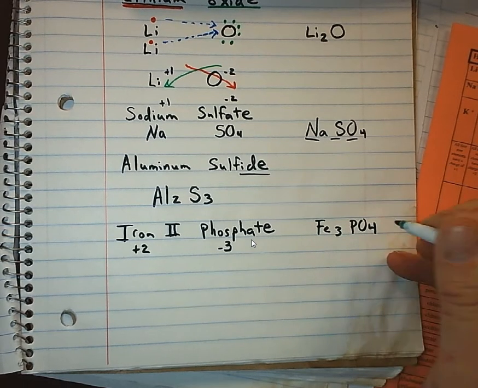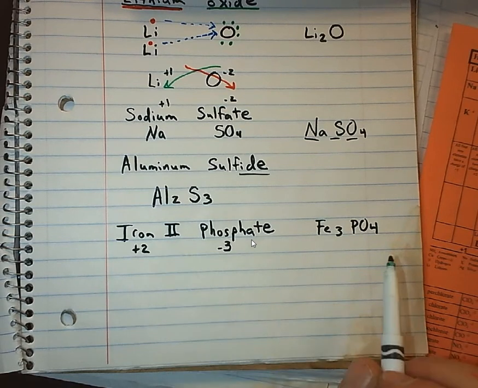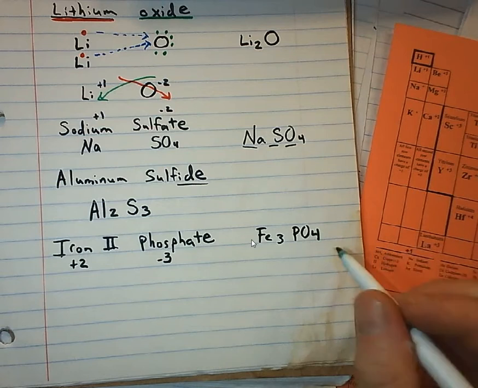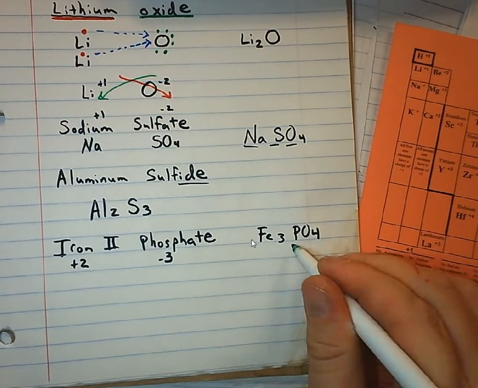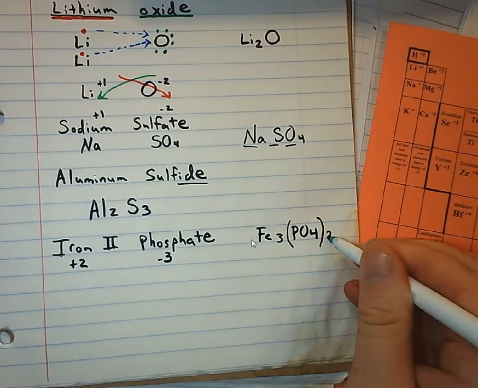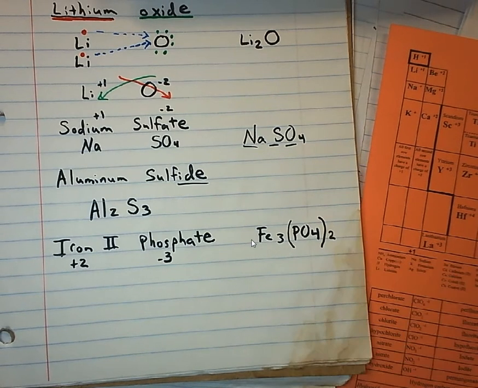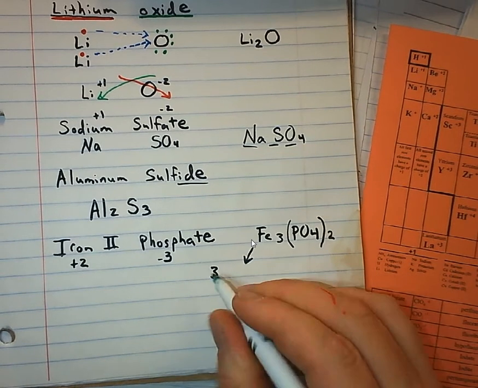Okay, and we want 2 phosphates. In doing so, I can't put a 2 here because that would be 42 oxygens. So I want 2 phosphates. This is when we use parentheses. (PO4)2. Okay, to break this down, this would be 3 irons.